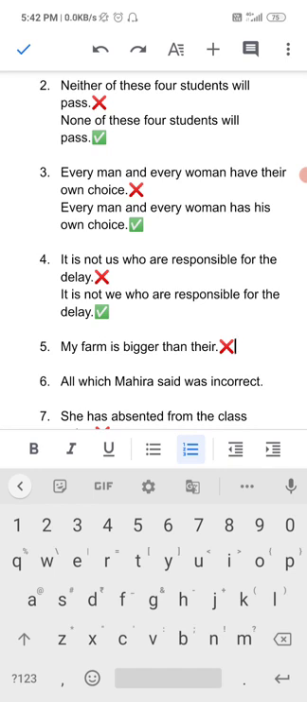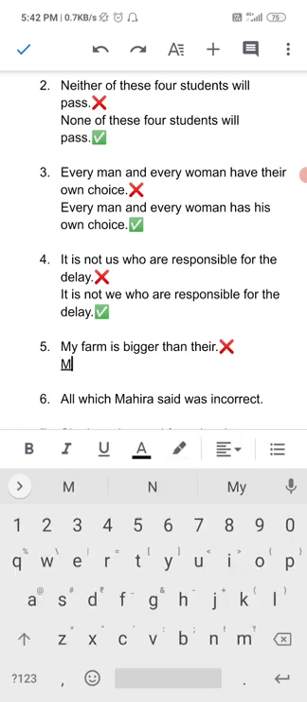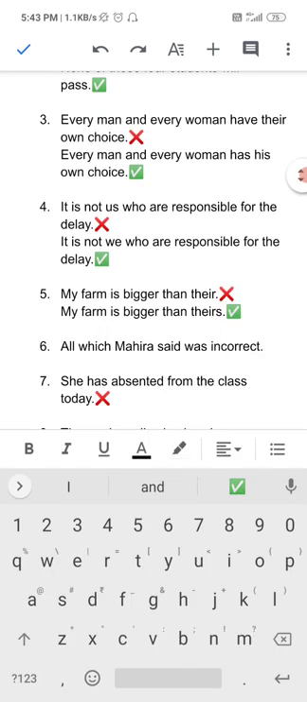The comparison should be between my farm and their farm. This is correct. But unfortunately, we have made a mistake here. Now, what is the correct form of it? Let's find. My farm is bigger than theirs; here we have to add an extra s, theirs. This is right. Why? Let us know.